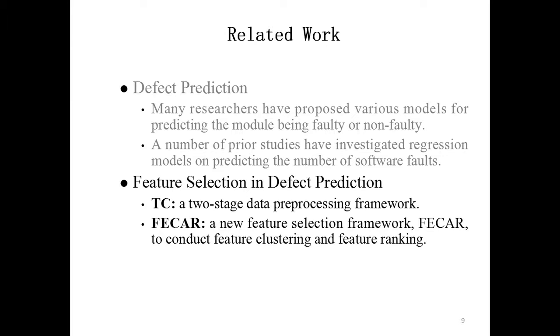Feature selection in defect prediction. A number of prior studies have investigated feature selection methods for predicting whether a module is faulty or non-faulty. Chen proposed a two-stage data preprocessing framework (TC), which combines feature selection and instance reduction. Liu proposed a feature selection framework (FSCR) to conduct feature clustering and feature ranking.